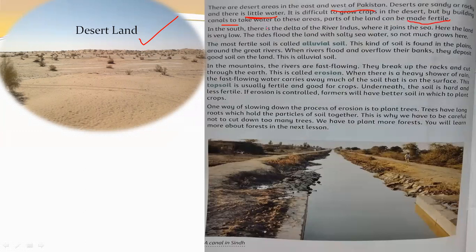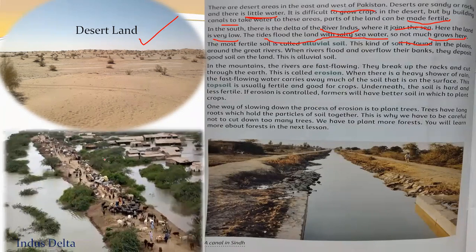In the south, there is the delta of the river Indus where it joins the sea. We have already learned about the delta. Here the land is very low. The tides flood the land with salty sea water. So not much grows here. Look at this one, this is the delta in the province of Sindh, and we cannot grow crops there because there is salty water, and this sort of water is not suitable for growing crops. It is very difficult to grow crops over here, this side.